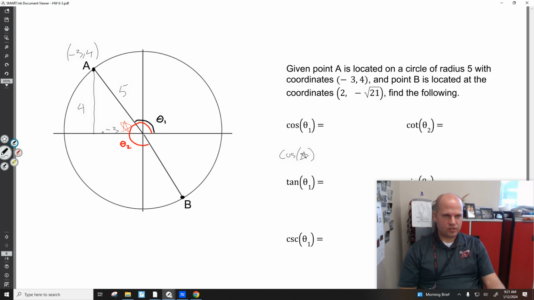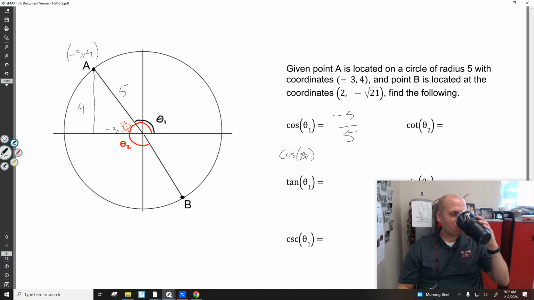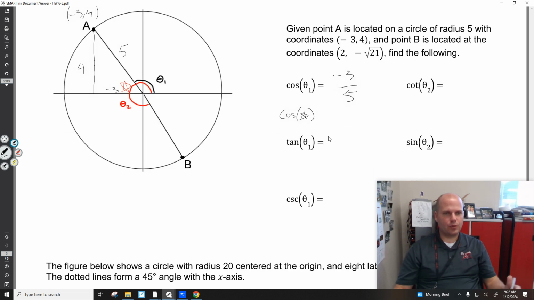Cosine of star is adjacent over hypotenuse. This is not a 30, 60, 90 triangle. This is not a 45, 45, 90 triangle. You don't know what the angle is exactly in terms of radians or degrees, but you have the side length, so you're fine. This is just like really day 1 where we did this. Stay with theta 1. Tangent, opposite over adjacent. Cosecant, the reciprocal of sine. Sine is 4/5, cosecant is 5/4.